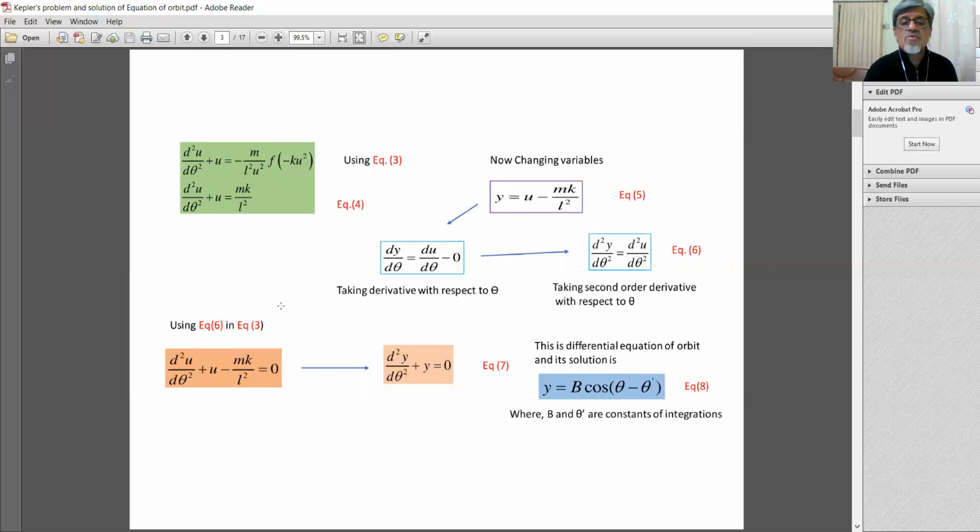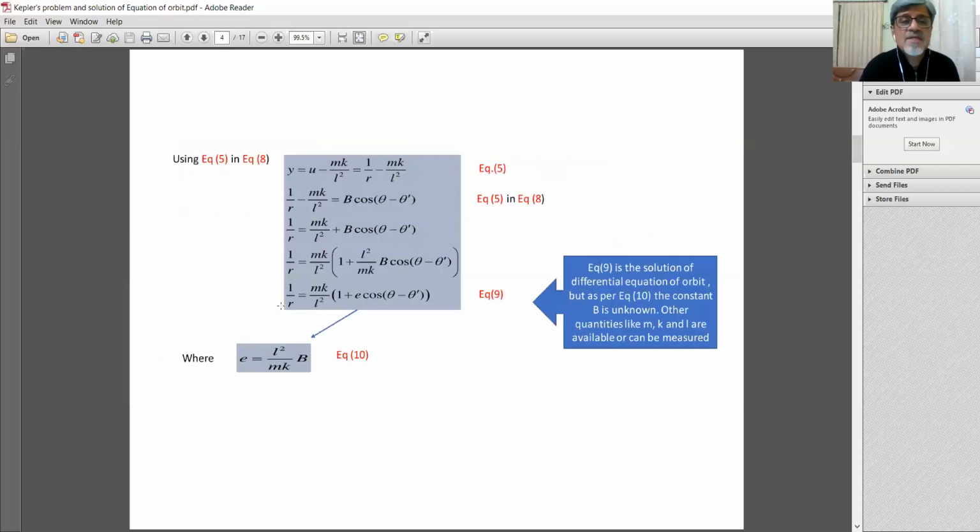So the ready-made solution is y is equal to b cos(theta minus theta prime). Here b and theta prime are constants of integration. So now let us come to the next slide.